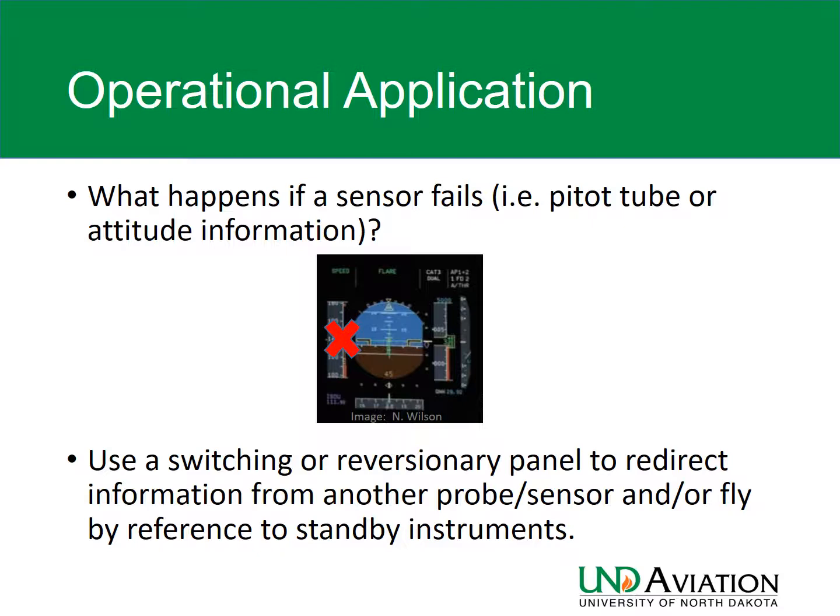So here's an example of a very specific one. Let's say you lose pitot information on the captain's side. There should be information. For one, the good news is if it's just the captain's side, the FO is still going to have access to airspeed information, so that's good. Using the reversionary panels, this would be an example where the crew would likely have to intervene and redisplay good information on the captain's side using a switching panel or a reversionary panel.